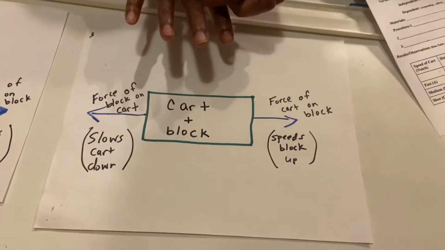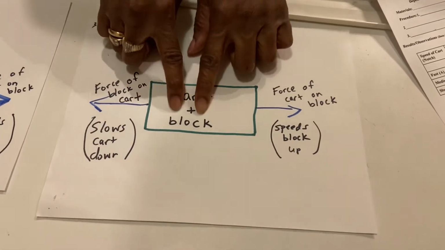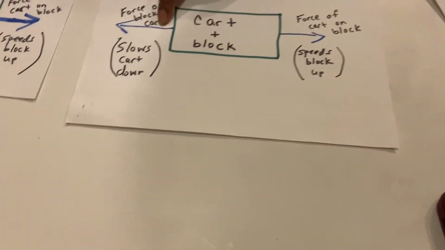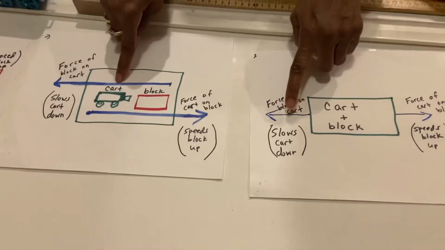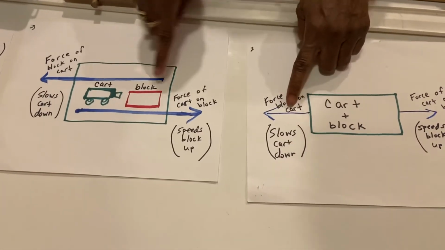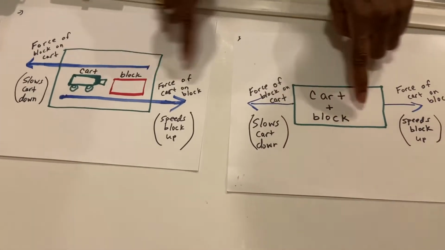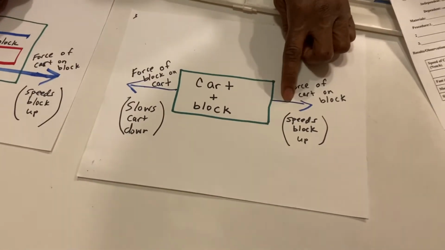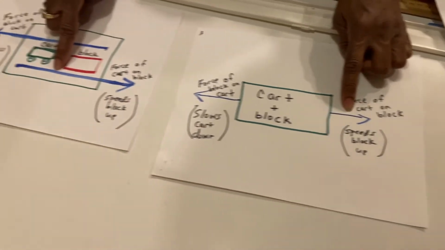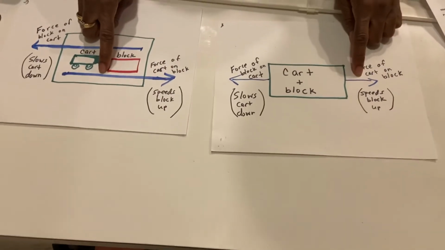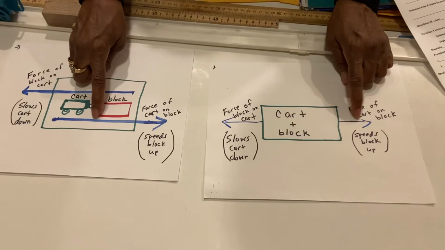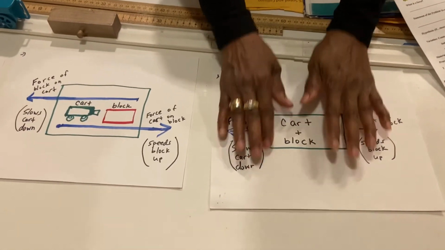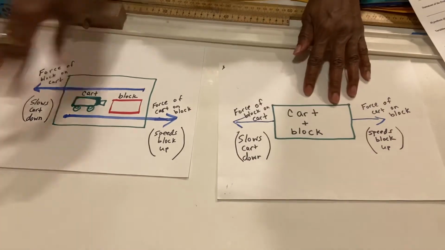So the cart and the block, and this arrow is the same as this arrow here. This arrow and these two arrows are the same. This is showing the force of the block on the cart. And this arrow is showing the force of the cart on the block, and the block speeds up. We're going to have some problems like this in the future, so I want you to study these three diagrams and understand them.